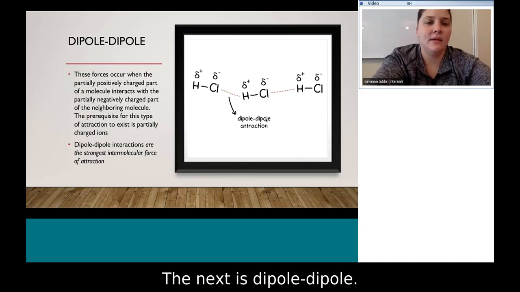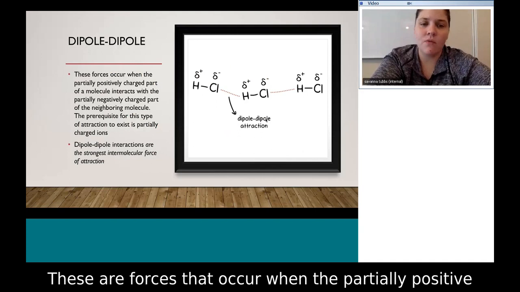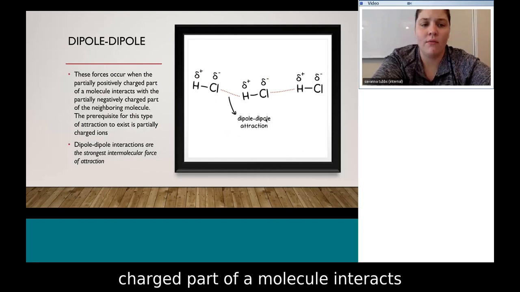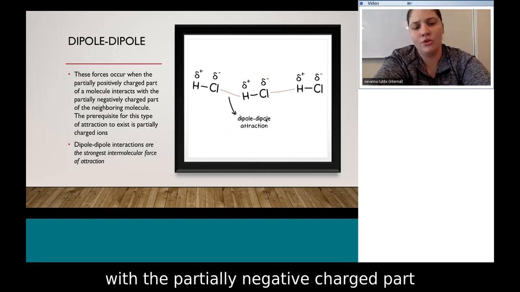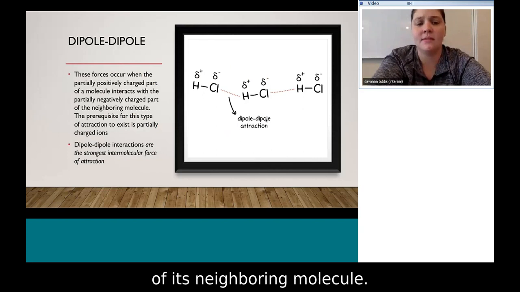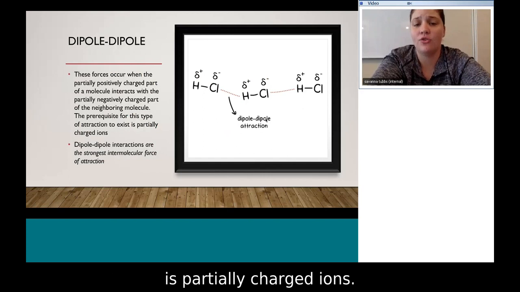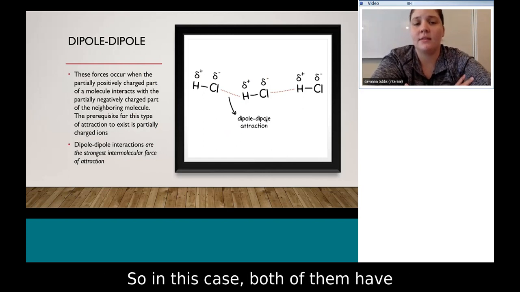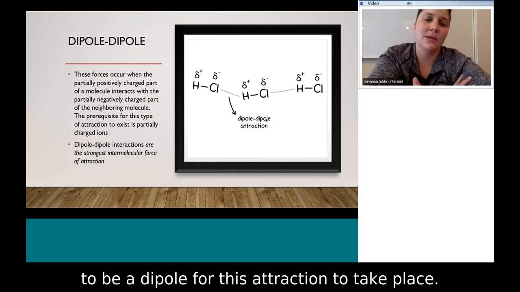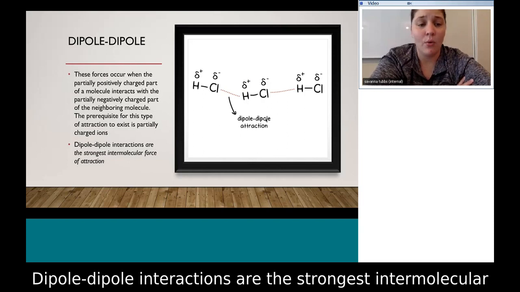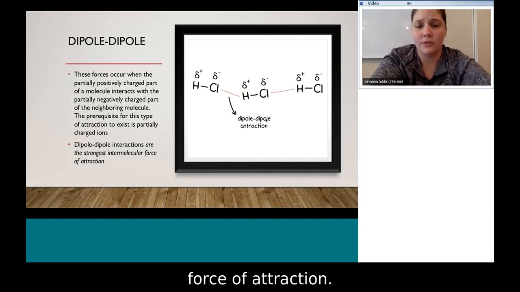The next is dipole-dipole. These are forces that occur when the partially positive charged part of a molecule interacts with the partially negative charged part of its neighboring molecule. The prerequisite for this type of attraction to exist is partially charged ions. So in this case, both of them have to be a dipole for this attraction to take place. Dipole-dipole interactions are the strongest intermolecular force of attraction.